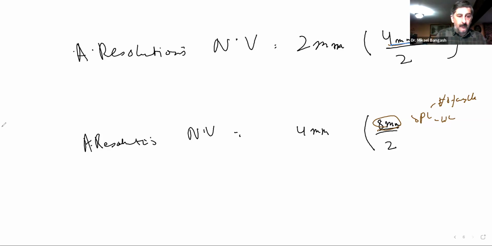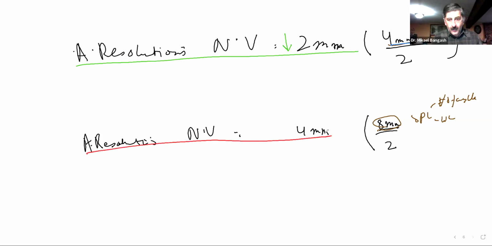But what we just see here is that in one transducer, what do we have? This one here has a low numerical value. And this transducer here has an axial resolution with a great numerical value.